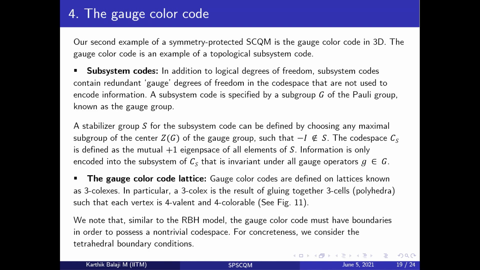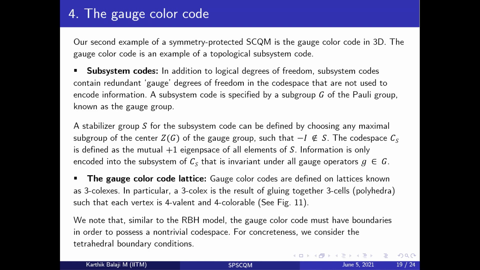The code space CS is defined as the mutual +1 eigenspace of all elements of S. The information that we want to code is only encoded into the subsystem of CS that is invariant under all gauge operators G belonging to the gauge group. Now the gauge color code is defined on lattices known as 3-colexes. In particular, a 3-colex is the result of gluing together 3-cell polyhedra such that each vertex is 4-valent and 4-colorable. Now by 4-valent, here we mean each vertex belongs to 4 edges, and 4-colorable meaning each polyhedral 3-cell can be given 1 of 4 colors such that the neighboring 3-cells are differently colored.